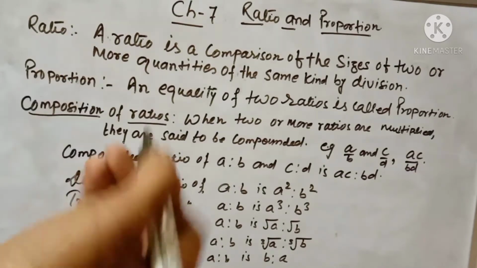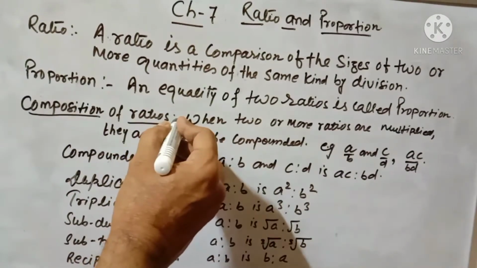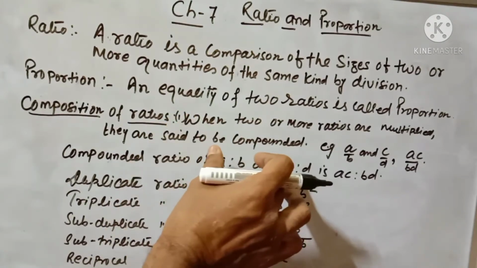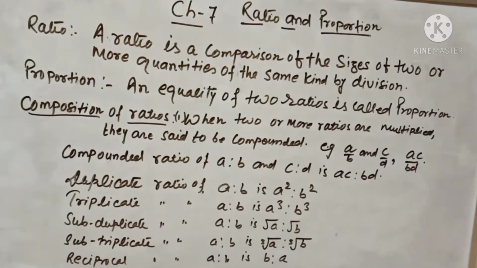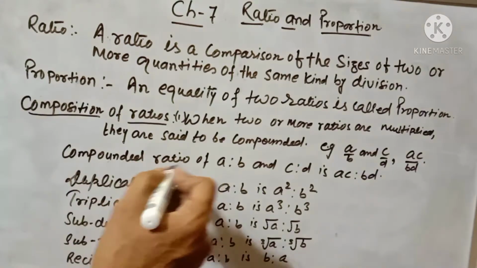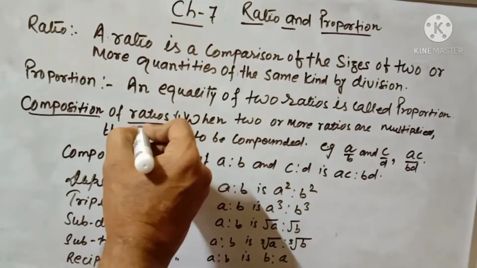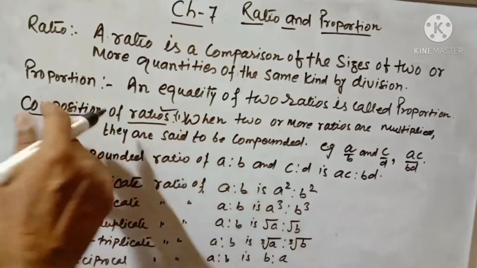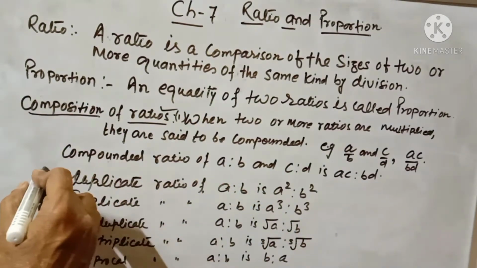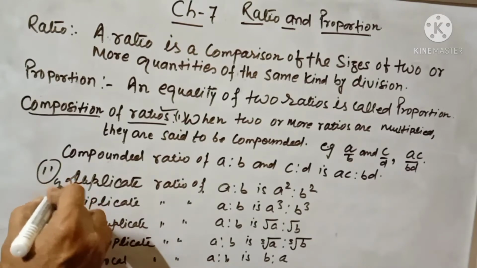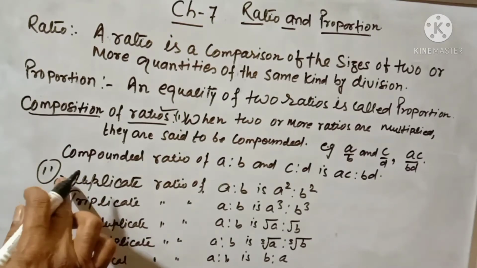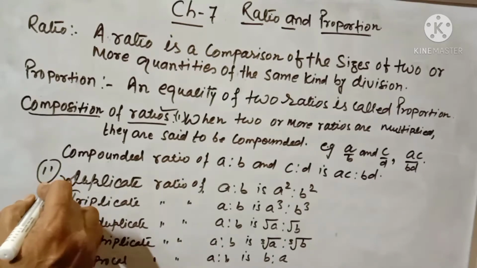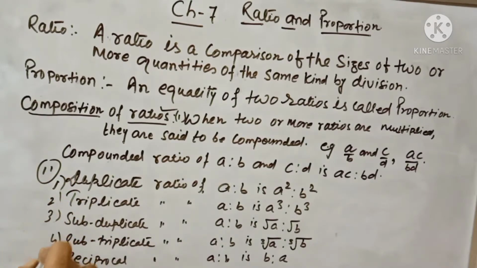One more thing, don't mix up. Composition of ratio means two criteria work: one part is the compounded ratio and the other part is the duplicate ratio. This is the first part and this is the second part. Duplicate means a, b, c, d, or you can better write 1, 2, 3, 4 and 5. These are the important terms you have to remember.